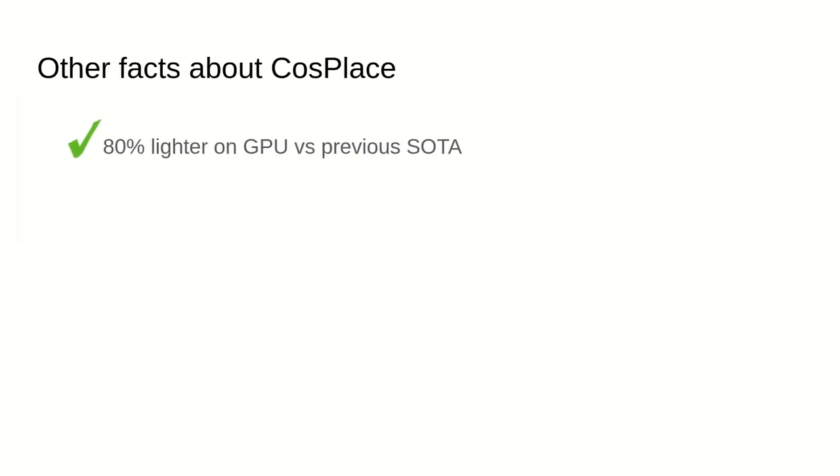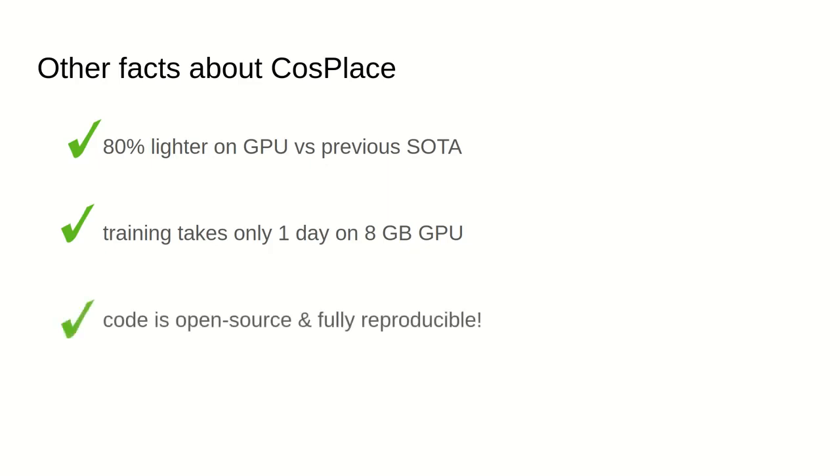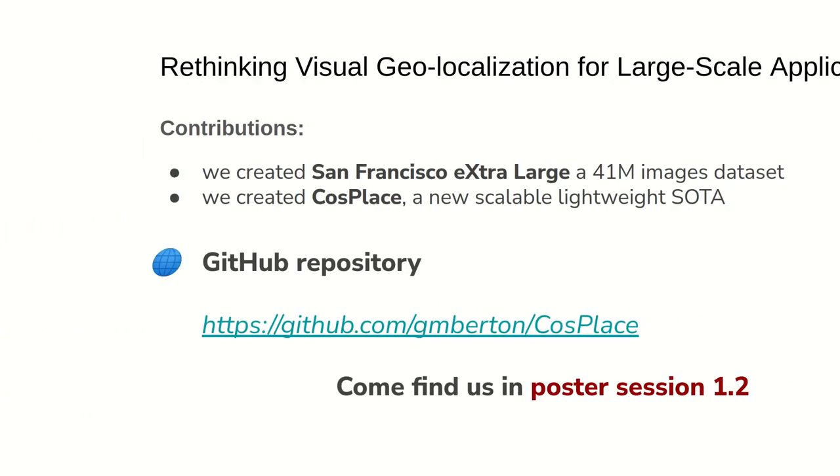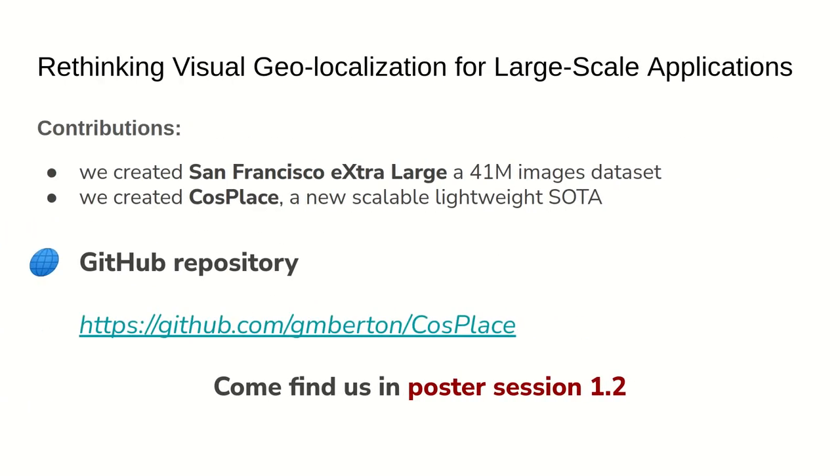Finally, here are a few more facts about CosPlace. We are 80% lighter on GPU than previous state-of-the-art. Training takes only 1 day on an 8 GB GPU. The code is open source and fully reproducible, but it has the disadvantage that it requires heading labels, while previous methods don't. So to summarize, our contributions are: we created San Francisco Extra Large, a 40 million images dataset, and we created CosPlace, a new scalable and lightweight state-of-the-art.